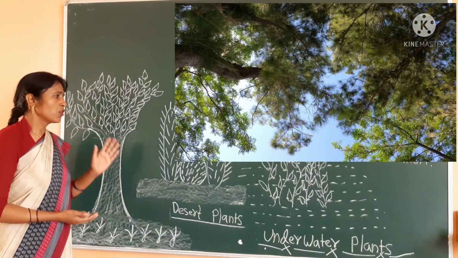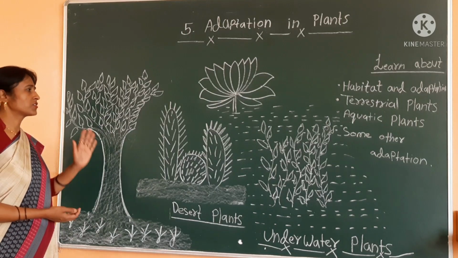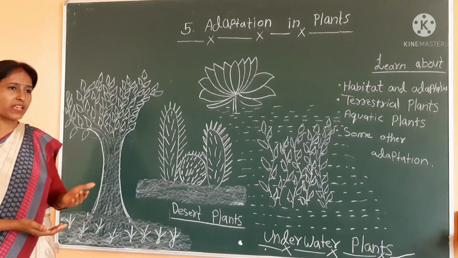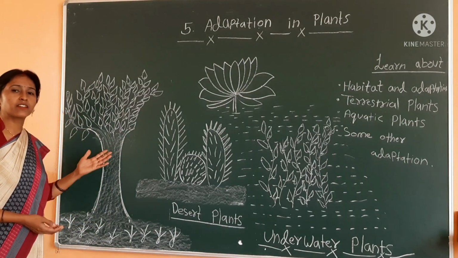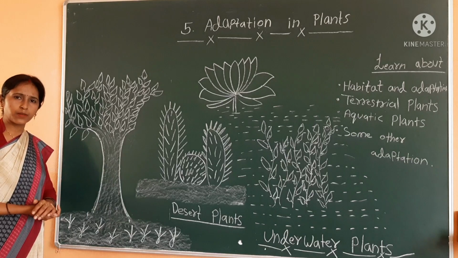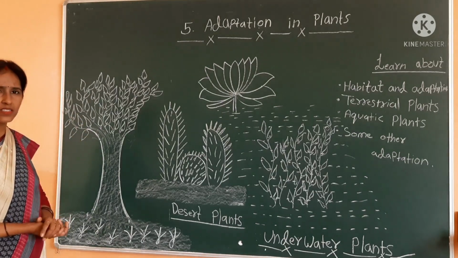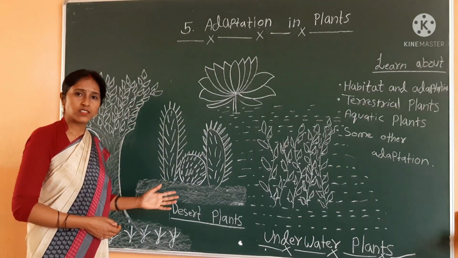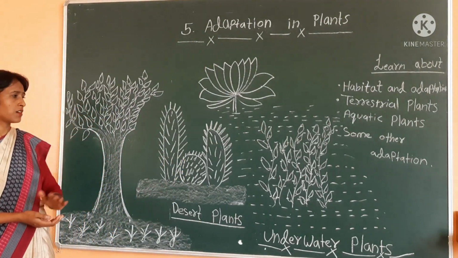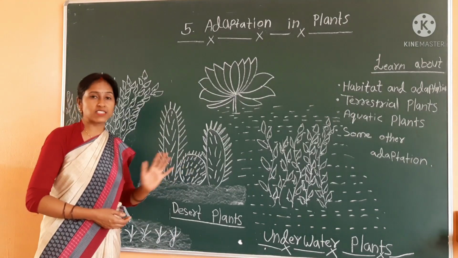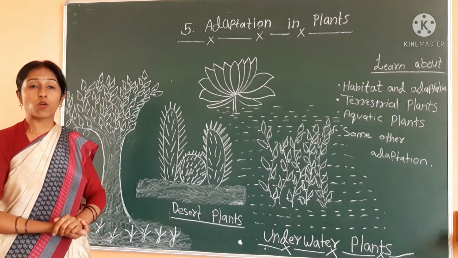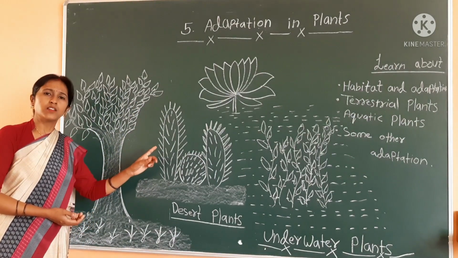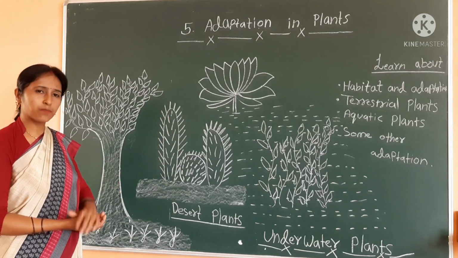So, lots of plants like terrestrial plants, aquatic plants, are categorized on the basis of their places. Terrestrial plants are in plains, where we live. Some plants grow in deserts, like cactus. Why? Because of the hot climate, their leaves turn into spines. Okay, so these are the desert plants.